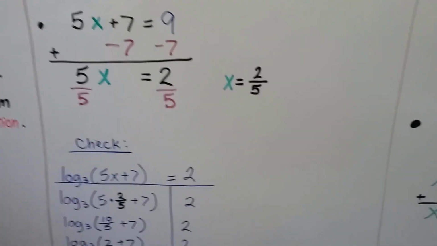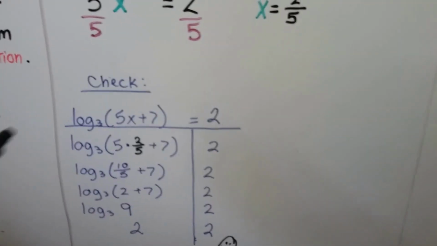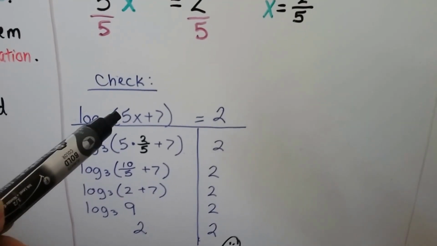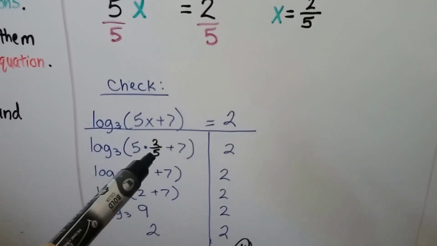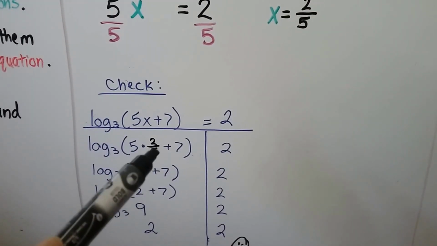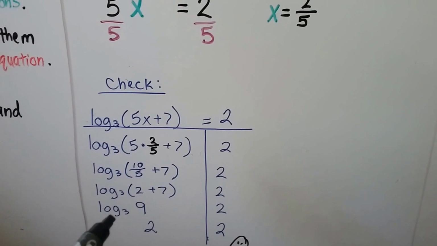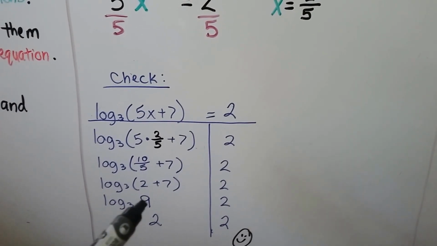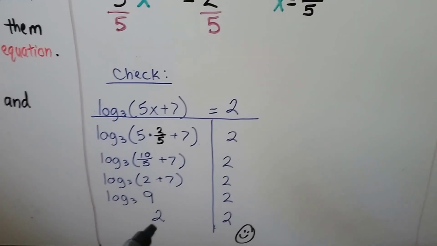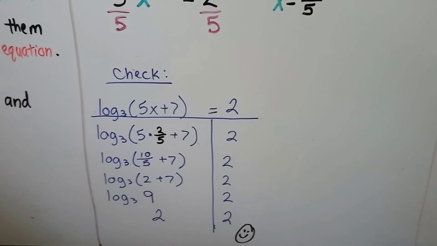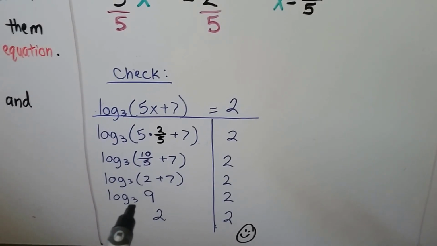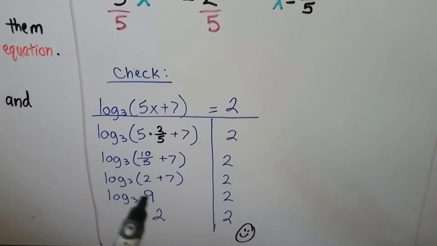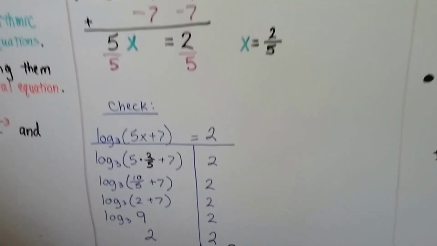Now what's important is that we check this. So we had our log base 3 of 5x plus 7 equals 2. We put in our 2/5 wherever there was an x. And it works out that log base 3 of 9, yes, that is 2. That does work out. What exponent makes 3 into 9? A 2. It worked.